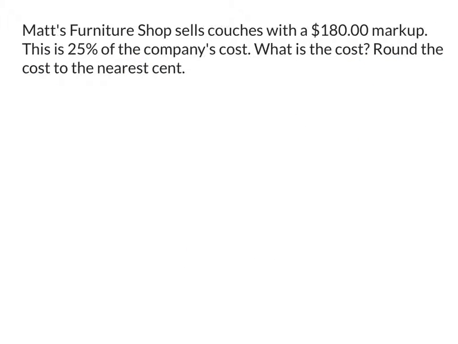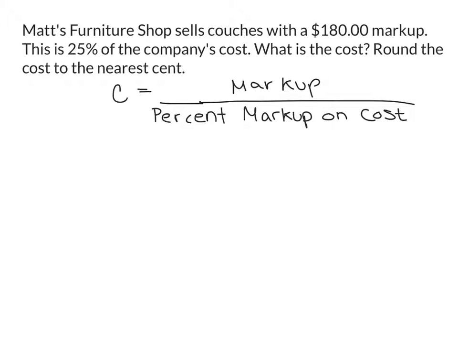Matt's Furniture Shop sells couches with a $180 markup. This is 25% of the company's cost. What is the cost? Round the cost to the nearest cent. The cost is found by taking the markup and dividing by the percent markup on cost. The problem tells us that the markup is $180 and that the percent markup on cost is 25%. So we'll just take those values and substitute them into the formula to solve for cost.